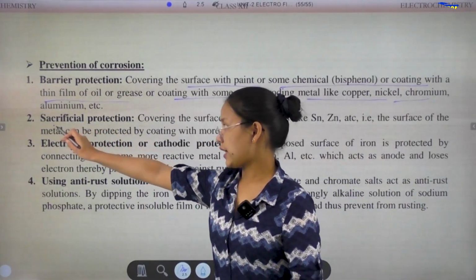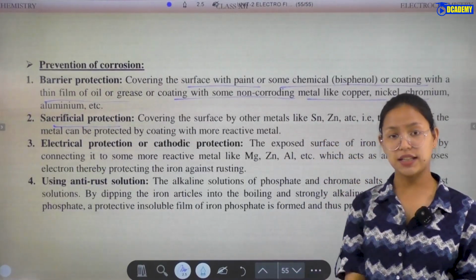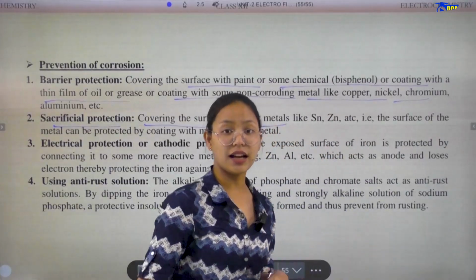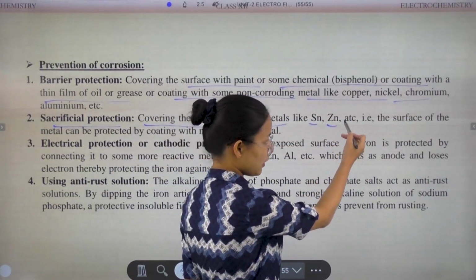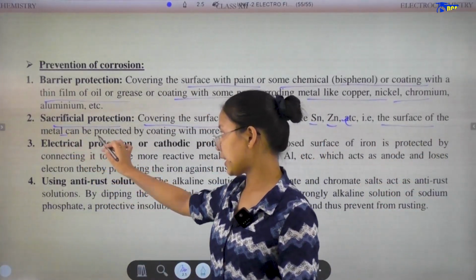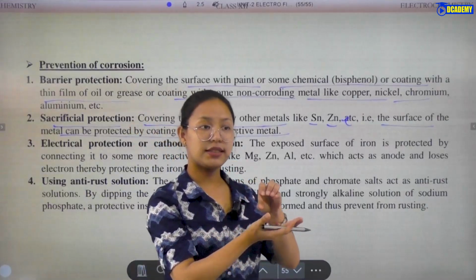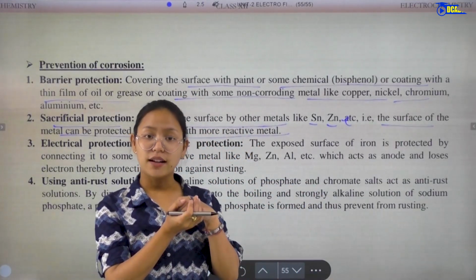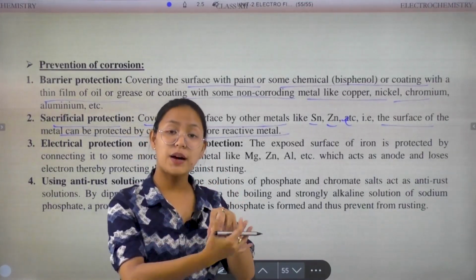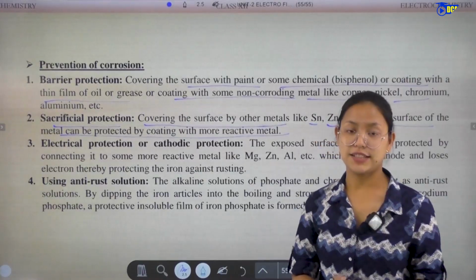Next, point number 2, sacrificial protection. Covering the surface with other metals like magnesium, strontium, zinc, etc. The surface of the metal can be protected by coating with a more reactive metal. The more reactive metal corrodes instead, protecting the less reactive metal. This is called sacrificial protection.